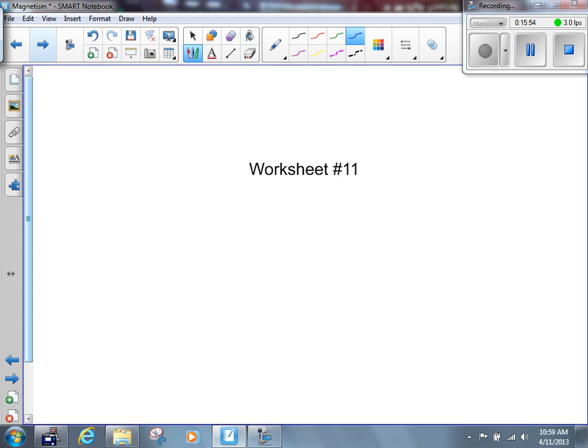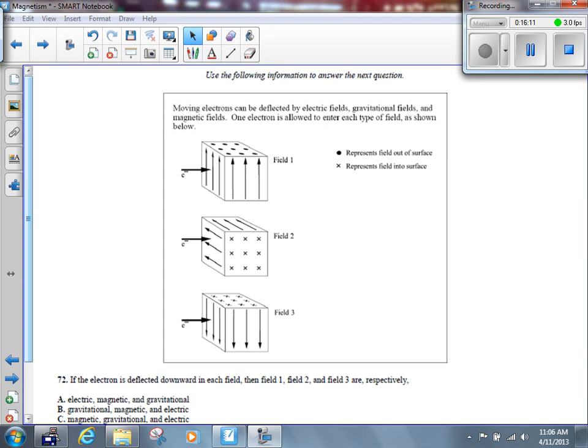What I'd like you to do right now is take about 5 minutes to take a quick peek at worksheet number 11, and then we'll move on to our next thing here, okay? All right, guys, let's finish up worksheet number 11 for homework tonight. We'll take a look at it tomorrow.